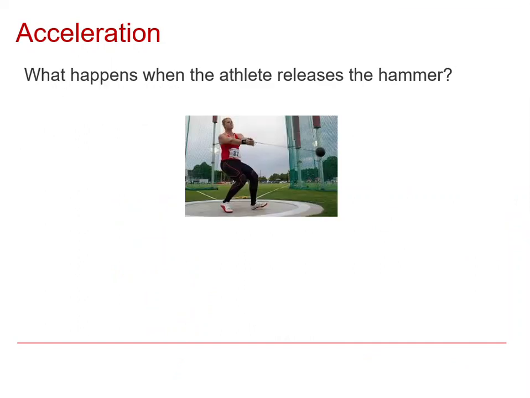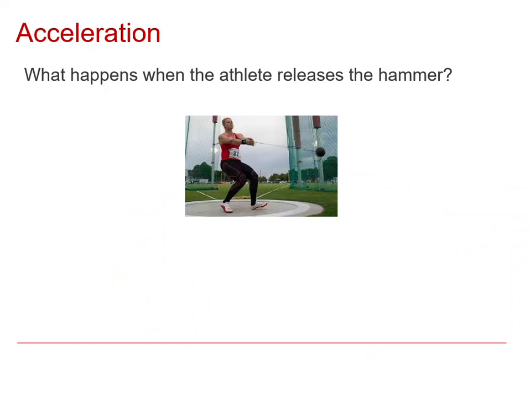Right, now let's look at some context for this. Here we've got a female hammer thrower. What's she trying to do? Well, an idealization of what she's doing will be that she's trying to get the hammer to move in a circle. She's getting it to try and go faster, so it's accelerating not just towards the centre but also along the tangent. But the point is that at a certain moment she's going to let go.